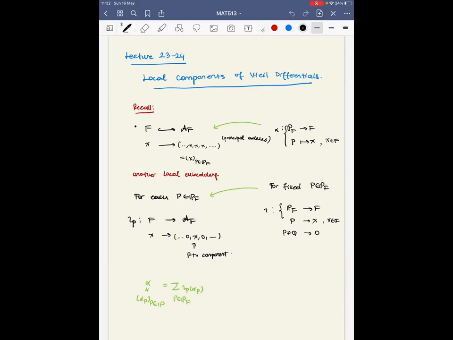So for this purpose, to be able to understand the local components of the Weil differentials, we need to introduce another local embedding rather than the principal adeles. In this case, we consider an adele. Let me denote it by iota. This is an adele, which is defined as, again, a sequence, but it is defined with respect to a fixed p. That means at the pth component, we are going to have a function from the function field, and the other components will be assigned 0.